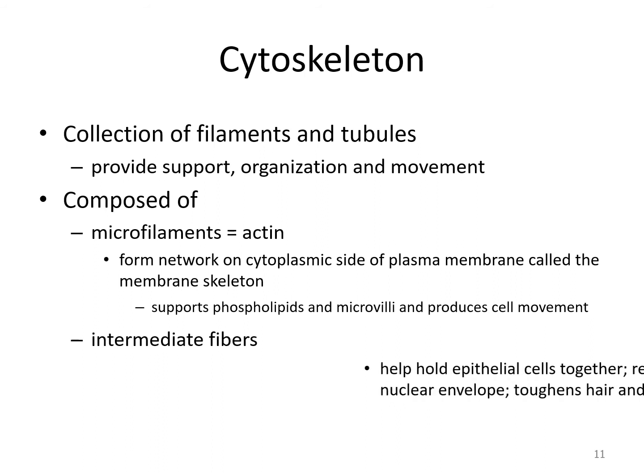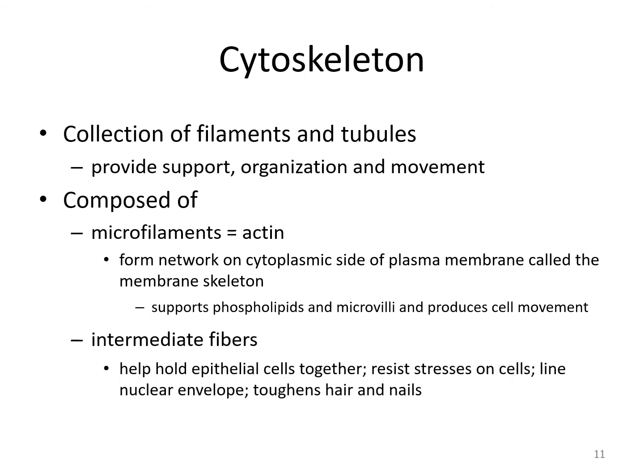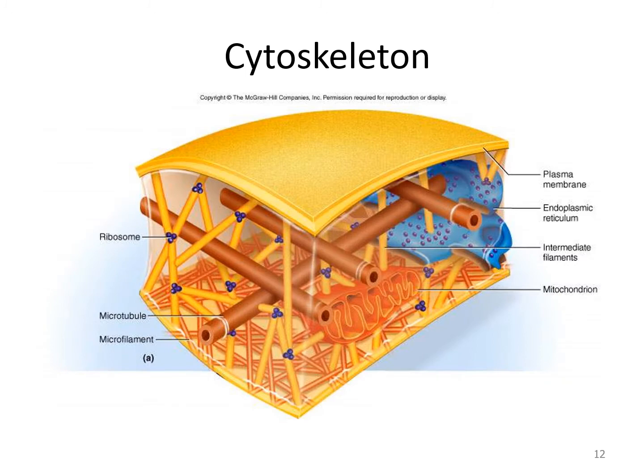And then we have intermediate fibers, which help to hold epithelial cells together. Epithelial cells are the cell types that make up our membranes and the linings of organs and our skin. So it helps hold epithelial cells together, resist stresses on cells, they line the nuclear envelope, and they also help toughen hair and nails. And then we also have microtubules. Might have gotten cut off there, but microtubules are also a component of the cytoskeleton.